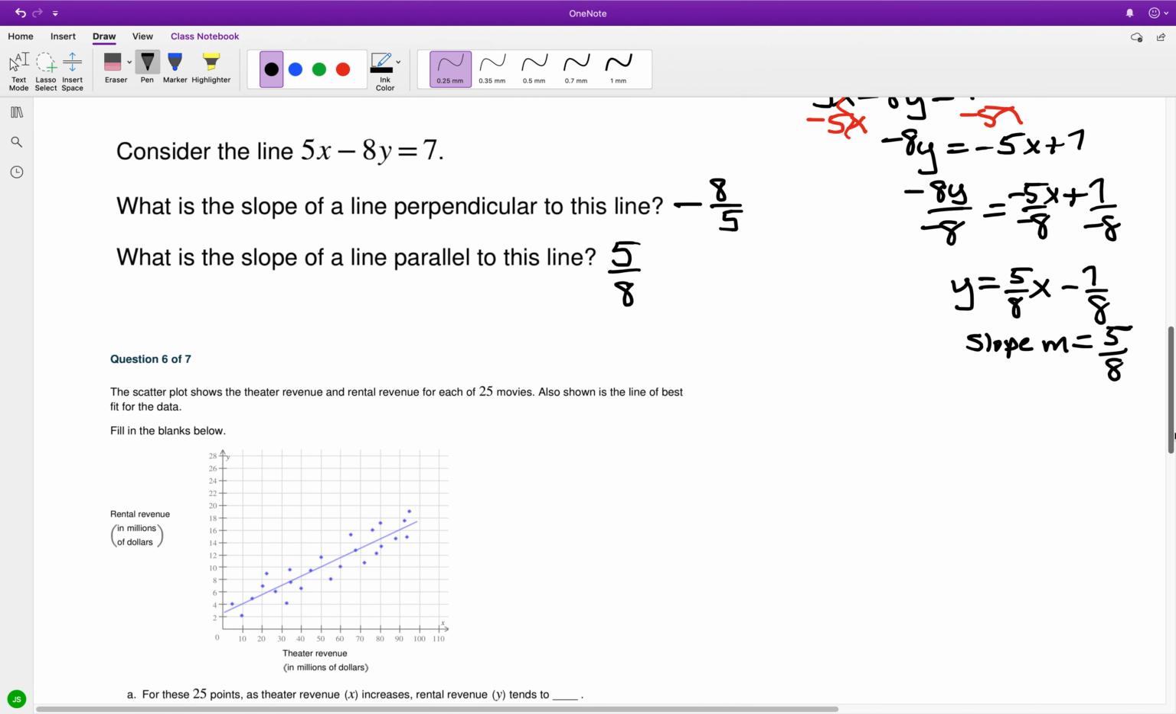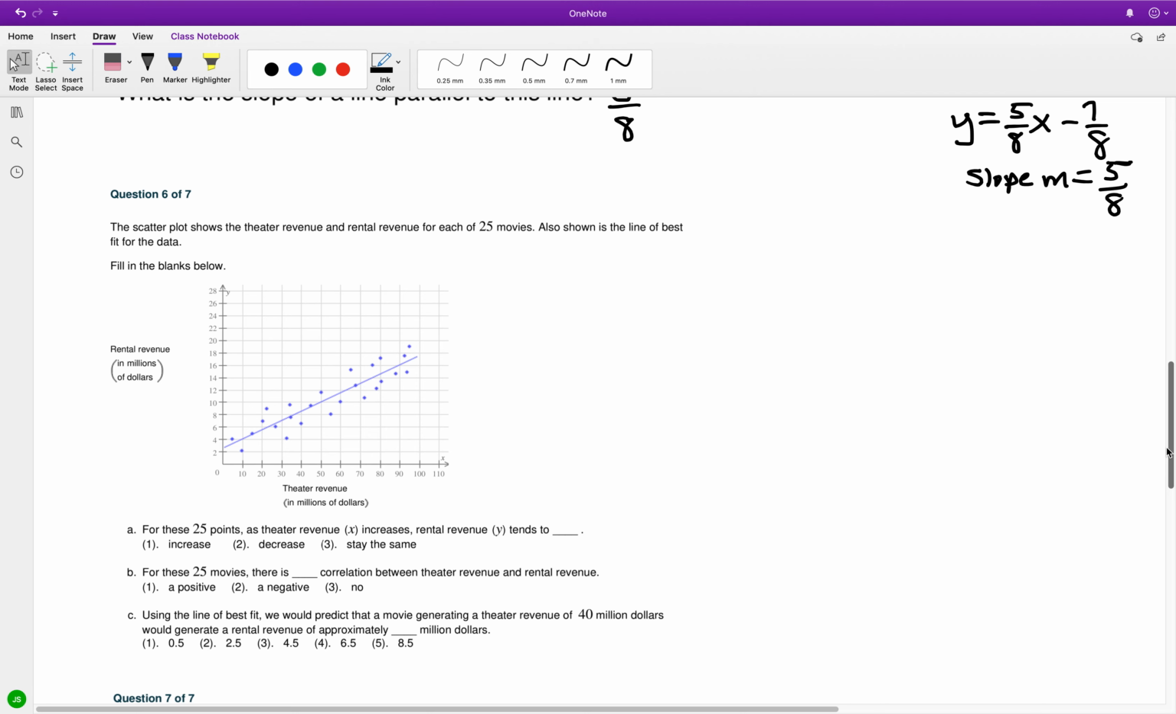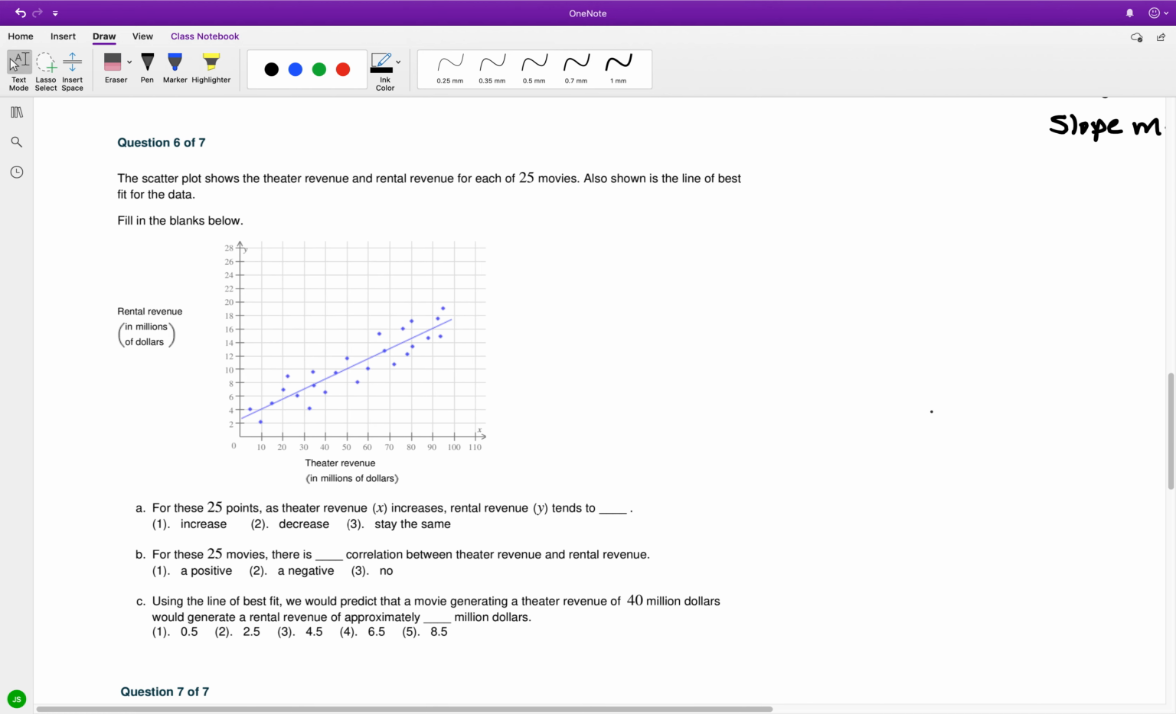Now, in terms of question number 6, we have a scatter plot. It says that the scatter plot data shows the theater revenue and rental revenue for each of 25 movies. Also shown is the line of best fit for the data. For the y-axis we have rental revenue, and the x-axis is theater revenue. It says for these 25 points, as the theater revenue x increases, the rental revenue y tends to.